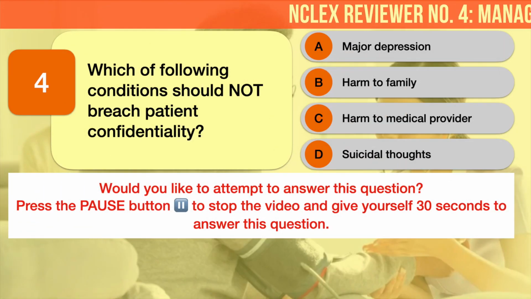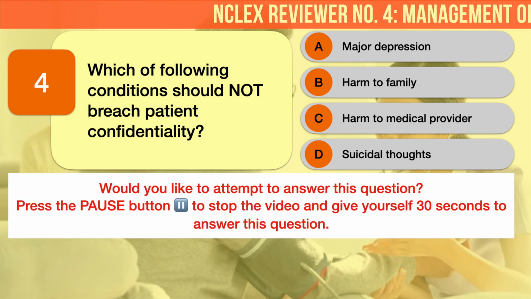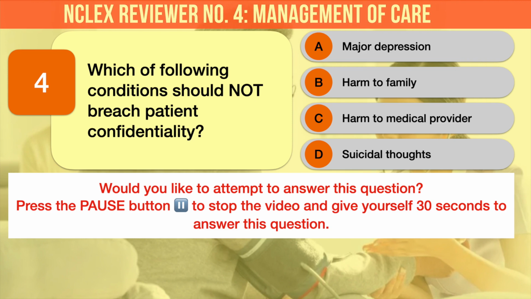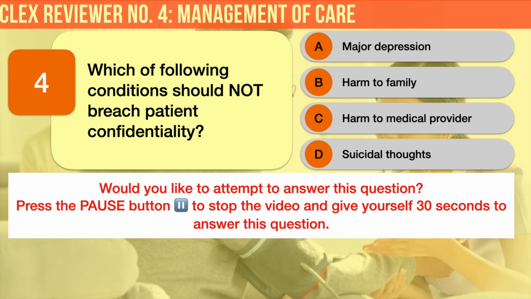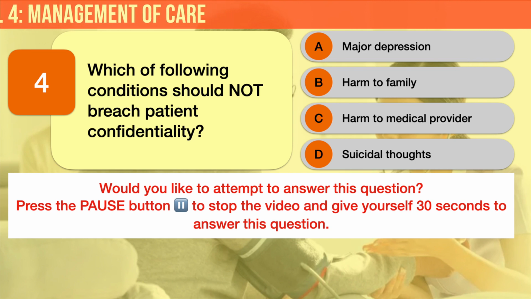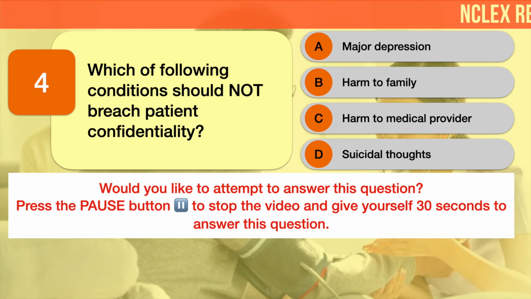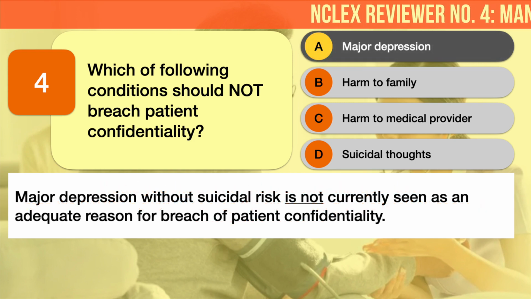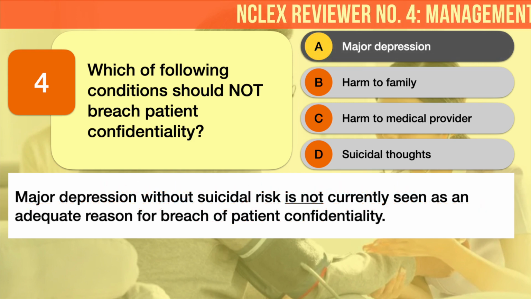Question number 4. Which of the following conditions should not breach patient confidentiality? A. Major depression. B. Harm to family. C. Harm to medical provider. D. Suicidal thoughts. The correct answer is A.